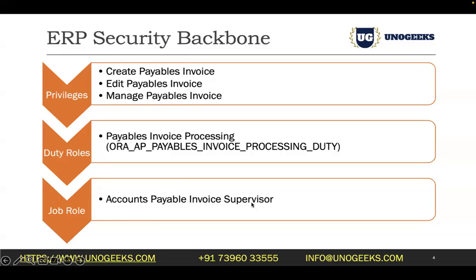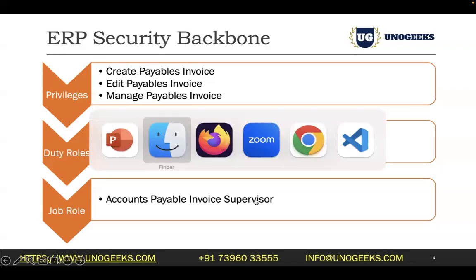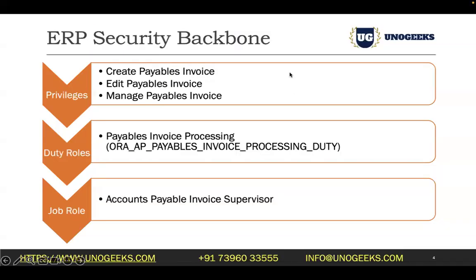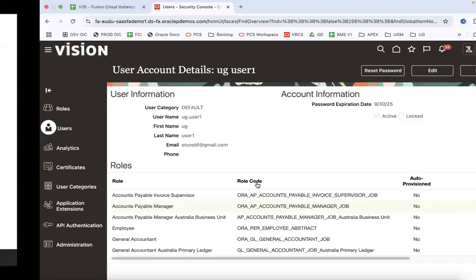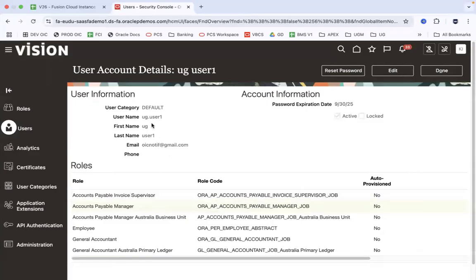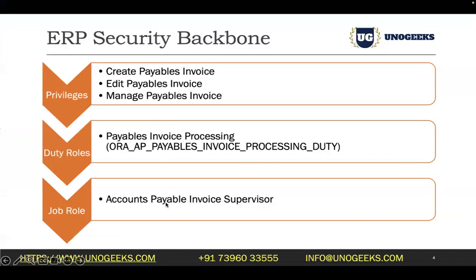This is a job role that we have assigned to the user: accounts payable invoice supervisor. Whenever you hire a person, you usually expect them to perform a specific job. Say, for example, if you have hired an employee as an AP invoice supervisor, as part of his job he will have to perform a lot of duties.